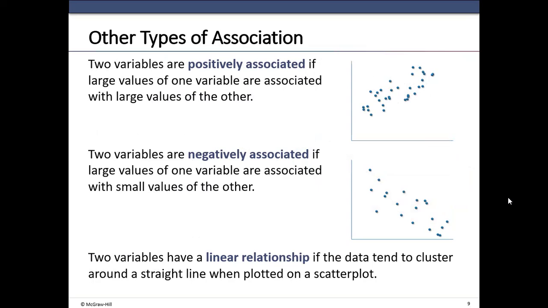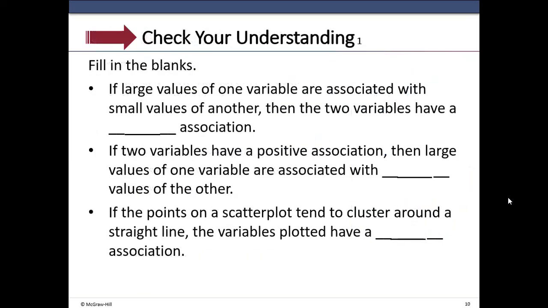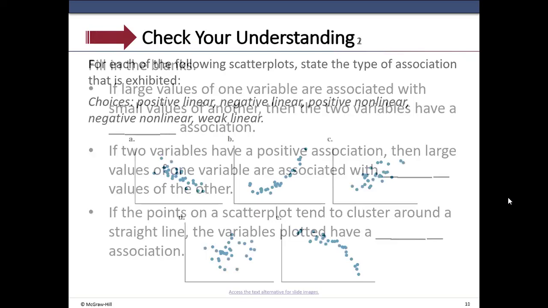Two variables have a linear relationship if the data tends to cluster around a straight line when plotted on a scatter plot. If large values of one variable are associated with small values, then the two variables have a negative association. If two variables have a positive association, then large values of one variable are associated with large values of the other. If the points on the scatter plot tend to be clustered on a straight line, the variables plotted have a linear relationship. Linear comes from the word line, if they're clustered around a straight line.